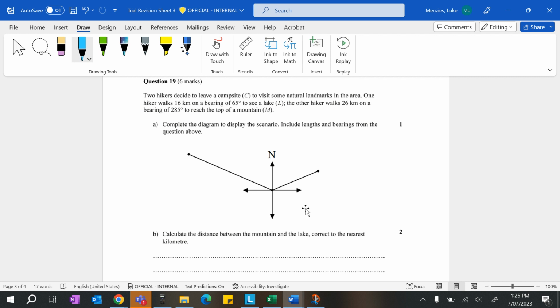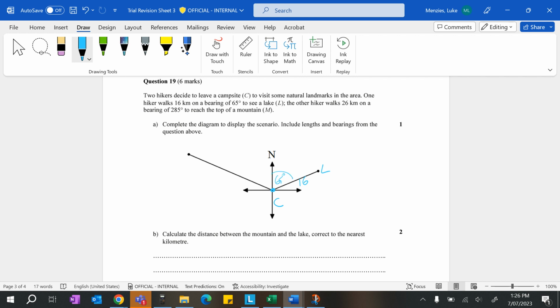Okay, so 2 hikers decided to leave campsite C. As soon as you see a question like this, you start popping things in. That's our campsite, to visit some natural landmarks in the area. One hiker walks 16 k's on a bearing of 65 degrees. That 65 degrees is going from north around. We're going to call this a lake, which is L. Do pop those things in as they come up, it just makes life a little bit easier when you're trying to figure out what you're actually trying to do. That's 16 k's, and that's 65 degrees.